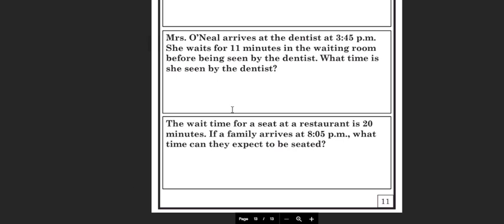The next one. The wait time for a seat at a restaurant is 20 minutes. If a family arrives at 8:05, what time can they expect to be seated? Okay, same thing. They got to the restaurant at 8:05 p.m. You're going to go ahead and hop for 20 minutes, and you're going to tell me the ending time, which is the time that they were seated. All right, and that's it, guys. That's all you have to do for today.